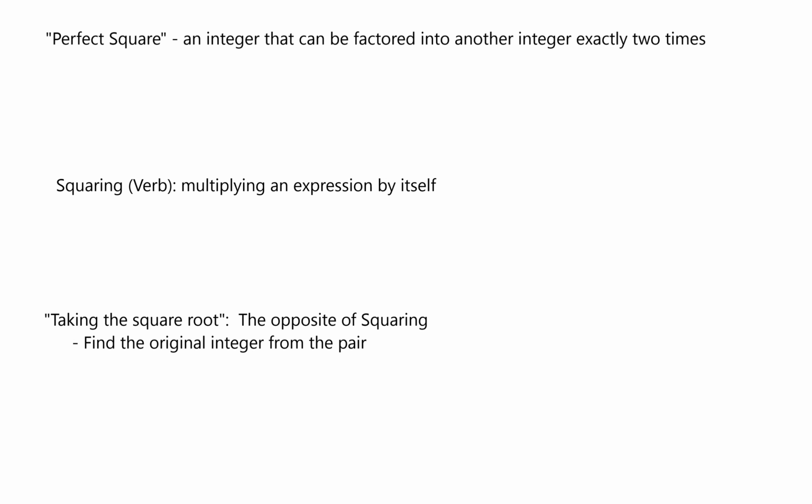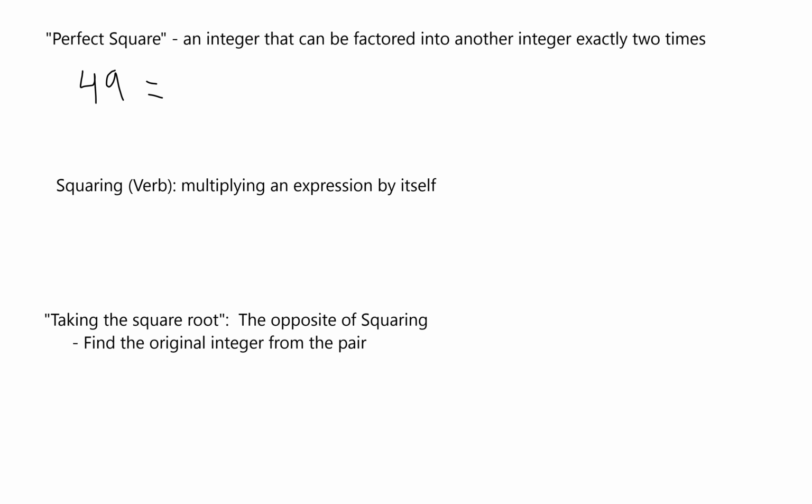Let's think a little more about what exactly a square is in mathematics and what the square root function means in mathematics. So let's start with the definition of a perfect square. It is an integer that can be factored into another integer exactly 2 times. So let's take the number 49, for instance. Well, we kind of just know that to be a perfect square, but why?